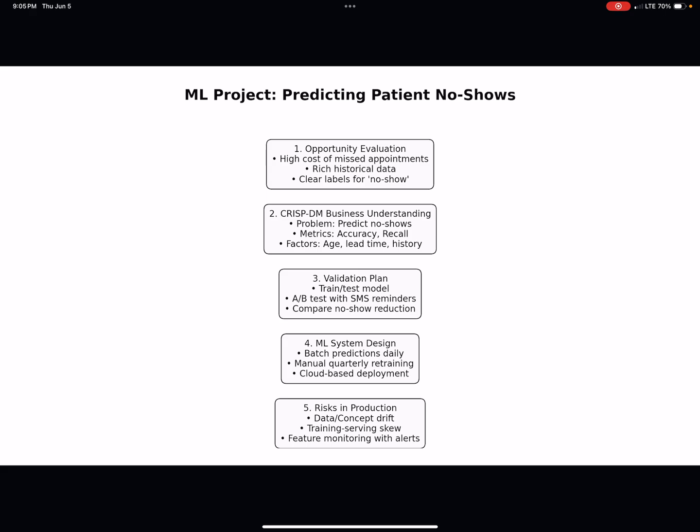And number three, deployment architecture. I recommend a cloud-based deployment, using AWS or Azure. This would allow us to integrate with SMS and email services easily and scale over time.